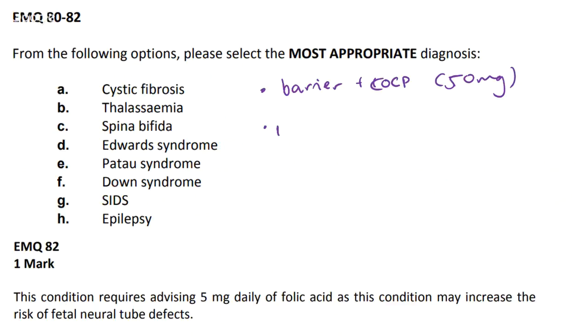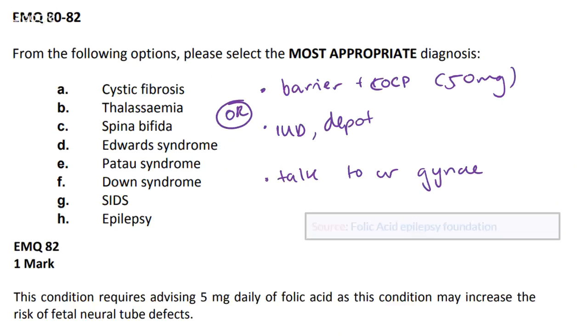Not hysterectomy. So like, will Mirena be affected or not? Okay. Or something like an IUD, something like Depo. Okay, so what you should tell them, talk to your gynae.